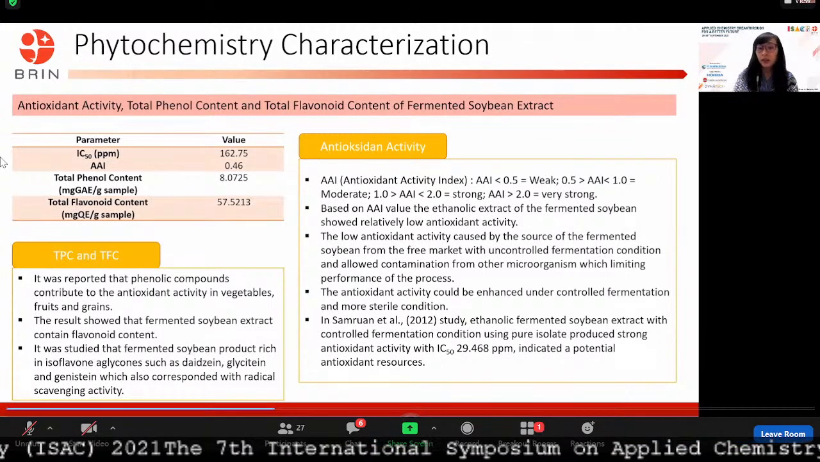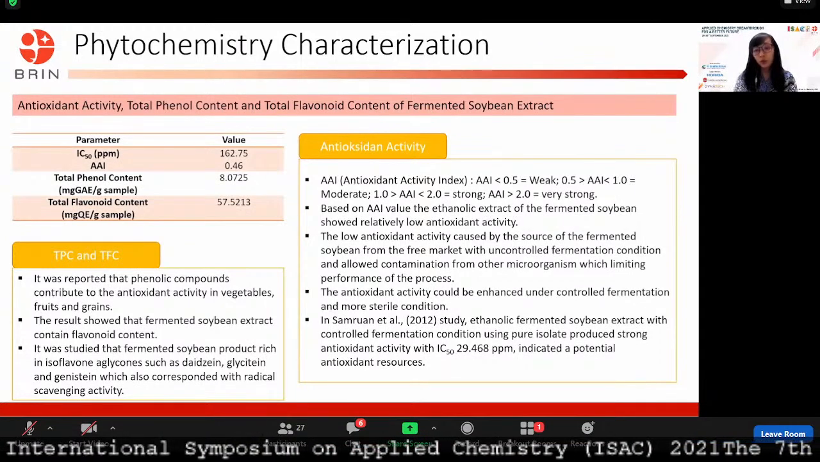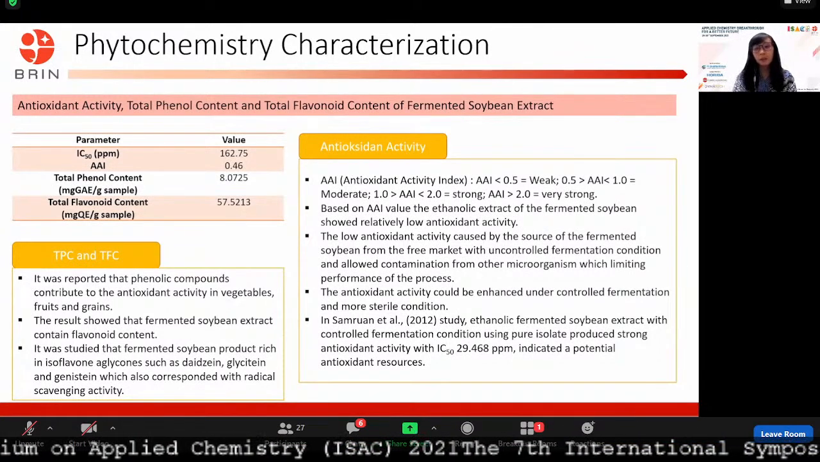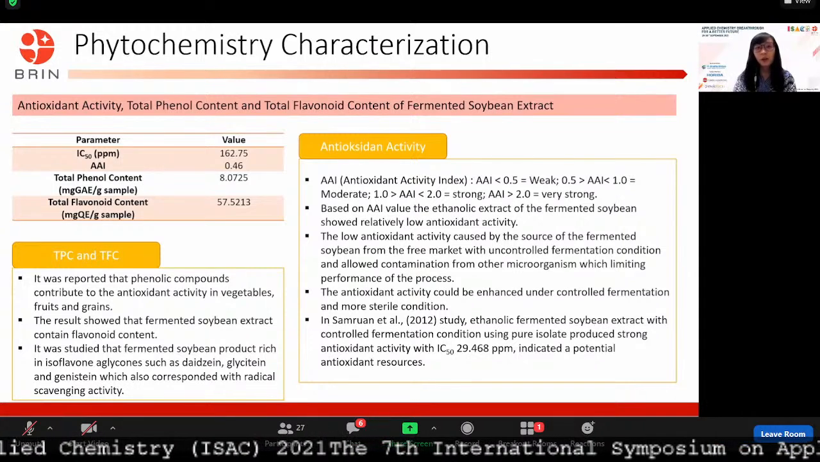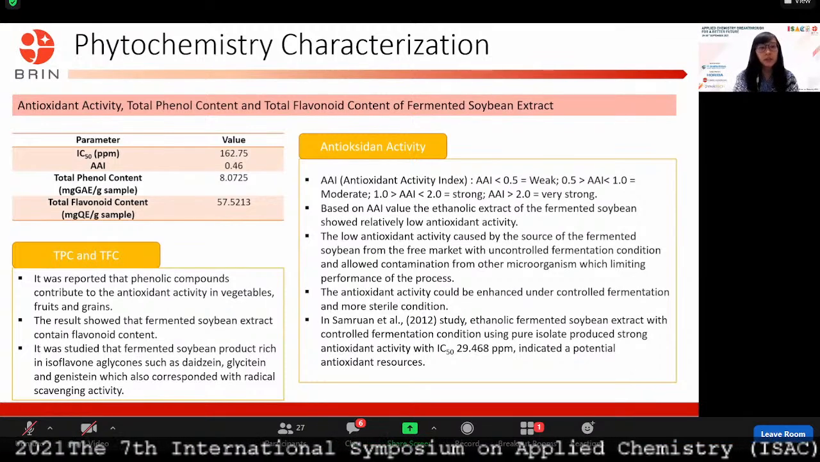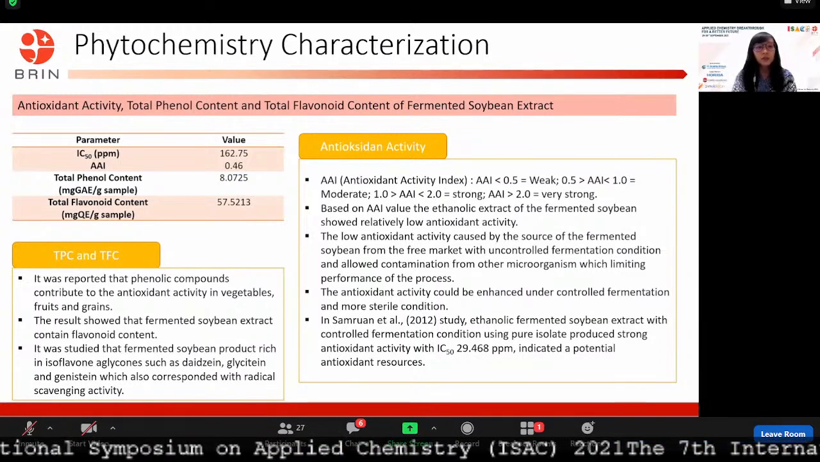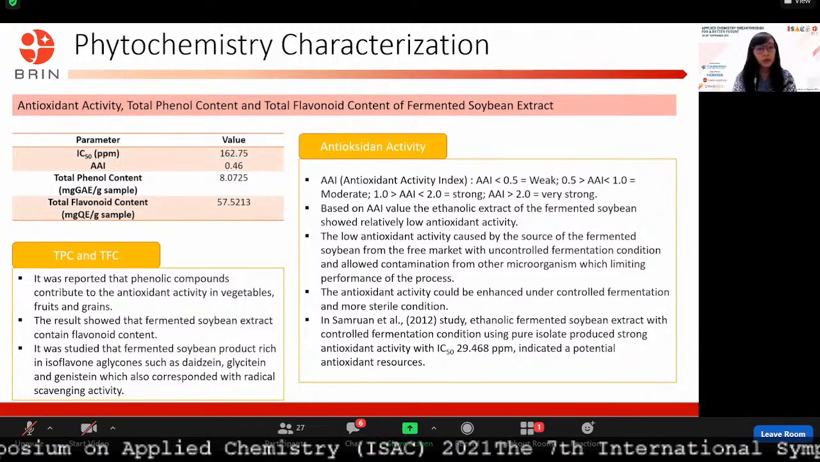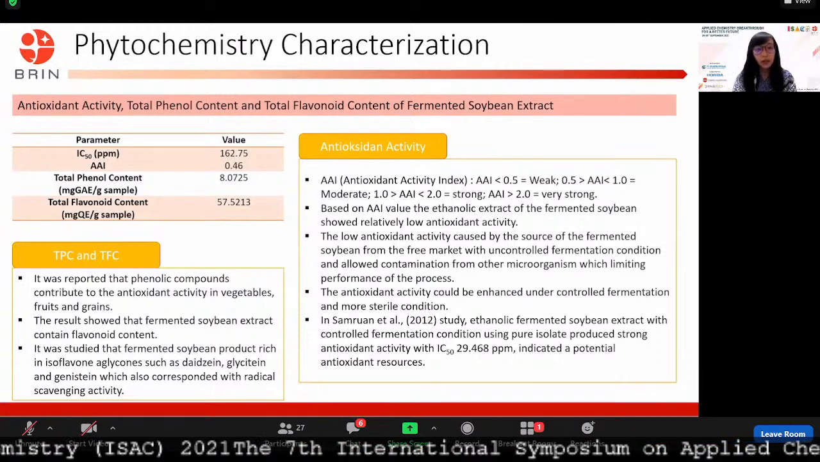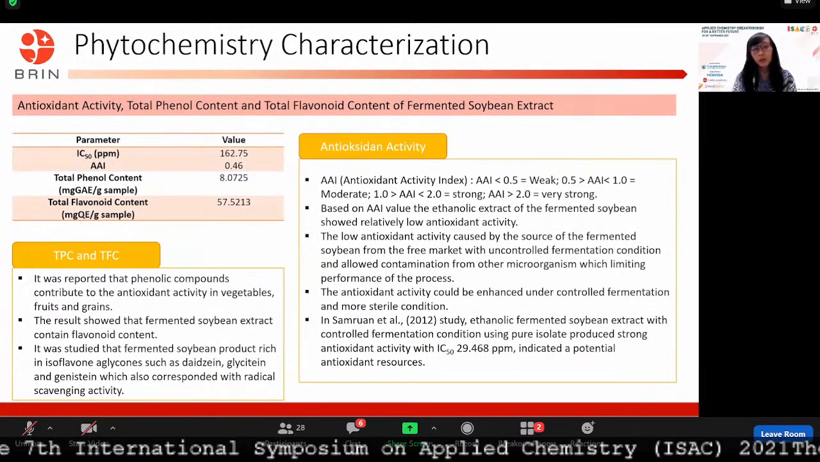In Sambron et al.'s study, ethanolic fermented soybean extract with controlled fermentation conditions using pure isolate produced strong antioxidant activity with IC50 29 ppm. Thus, this indicated a potential antioxidant resource from fermented soybean extract. As for the results of TPC and TFC, it was reported that phenolic compounds contribute to the antioxidant activity in vegetables, fruits, and grains. The results showed that fermented soybean extract contains flavonoid content. It was studied that fermented soybean products are rich in isoflavone glycosides, such as daidzein, glycitein, and genistein, which also correspond with radical scavenging activity.